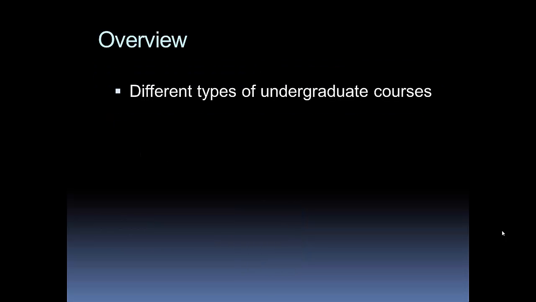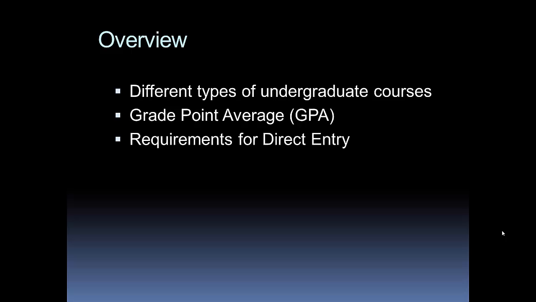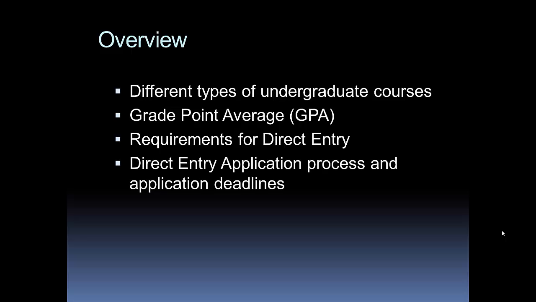I'm going to talk about different types of undergraduate courses and the way that we categorize them. I'll talk about grade point average, or GPA as we call it, and how you calculate your GPA. I'll talk about the requirements for direct entry and how you can find out more information about the requirements. And I'll talk about the direct entry application process and application deadlines. And finally, I'll mention briefly some details about applying to other universities.